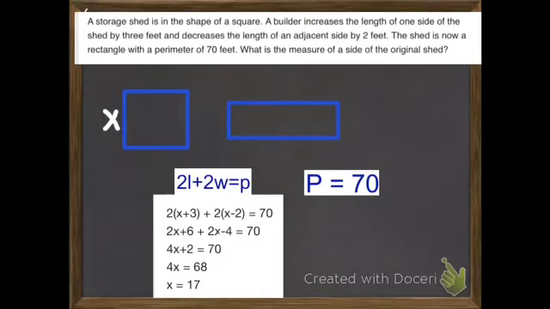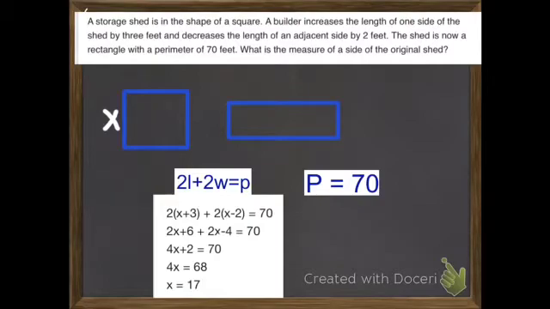Okay, this is a try for yourself problem. A storage shed is in the shape of a square. A builder increases the length of one side of the shed by 3 feet and decreases the length of one side by 2 feet. The shed is now a rectangle with a perimeter of 70 feet. What is the measure of the side of the original shed?